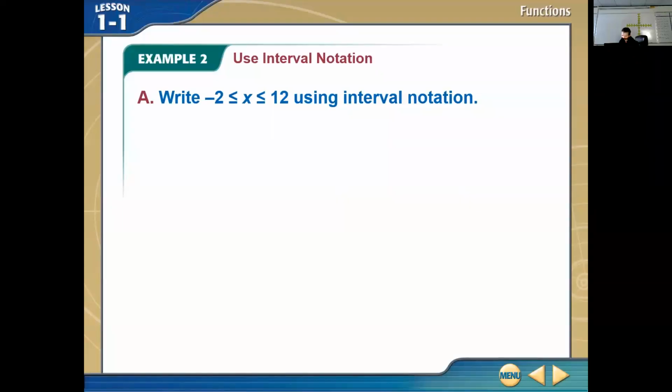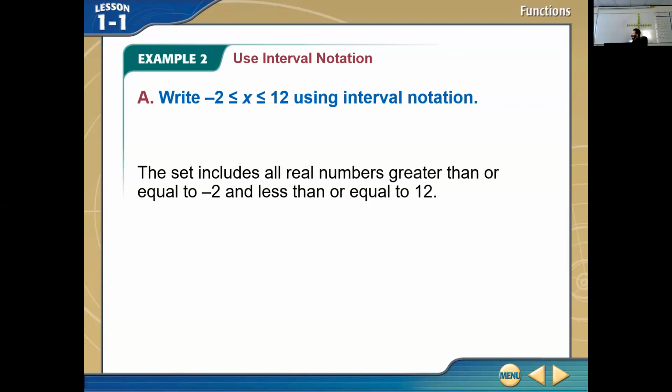Okay, and you can see that we're on example 2 for interval notation. This occurs on page 14 of the PDF. So it says, write that x is greater than or equal to -2 and less than or equal to 12, sorry. X is greater than or equal to -2, but x is also less than or equal to 12 using interval notation. So once again, since we have the equal to element, it is encompassing -2 and 12. So we would want to describe this using brackets.